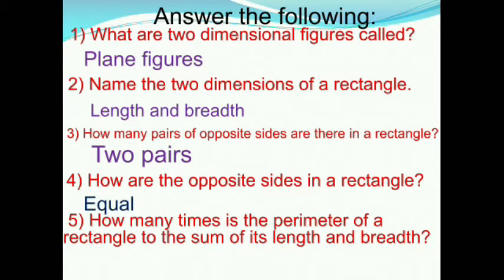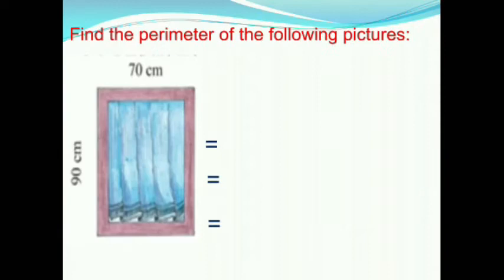They are equal. Fifth question is, how many times is the perimeter of a rectangle to the sum of its length and breadth? It is twice. Now we should find the perimeter of the following pictures.